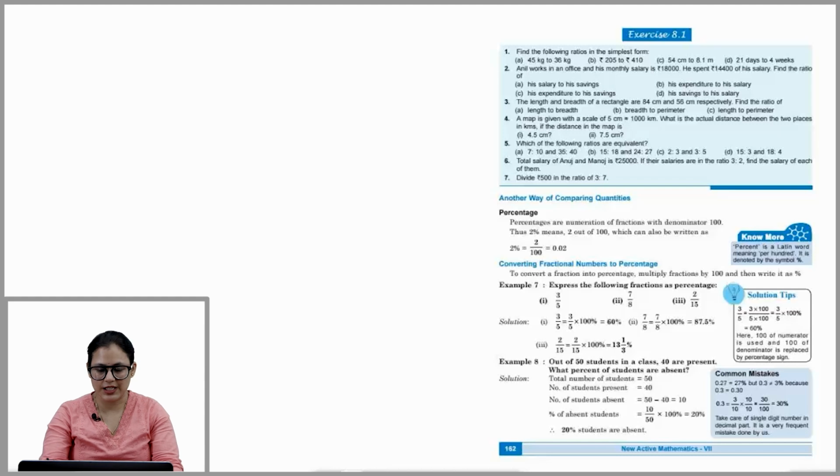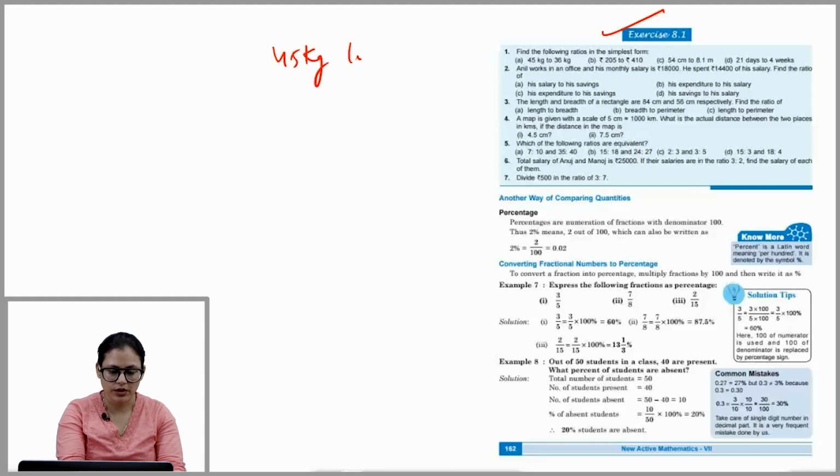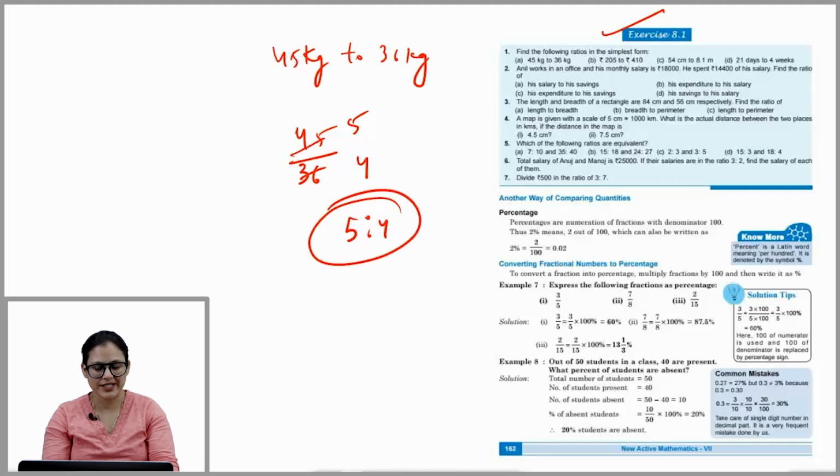Okay, let's do exercise 8.1. Find the following ratios in the simplest form. 45 kg to 36 kg, that is kilogram. 45 upon 36. 9 fives are 45, 9 fours are 36. So 5 is to 4 is the ratio, right?